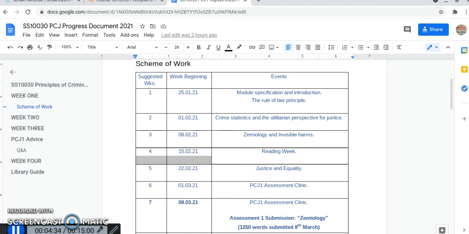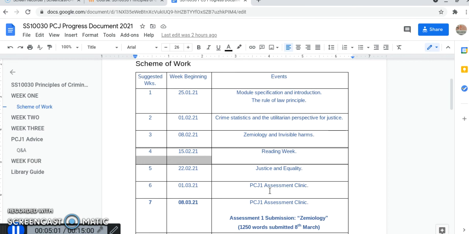So the scheme of work highlights the focus of each week, and these different titles should be remembered as they show the direction of the module. You may also notice that it includes the term assessment clinics. These are an informal thing. It sounds a very formal name, but basically these are the sessions whereby we can give you feedback on the work that you're producing.